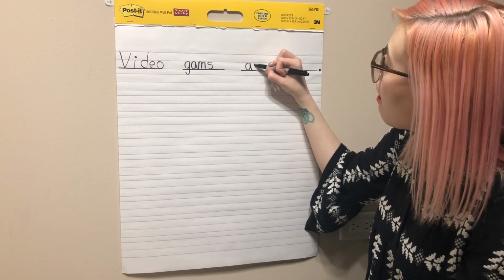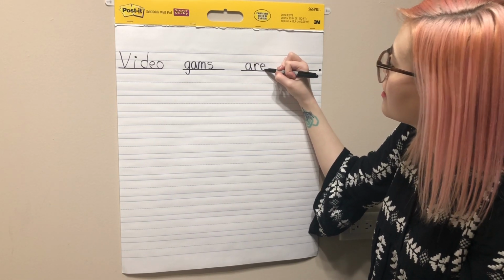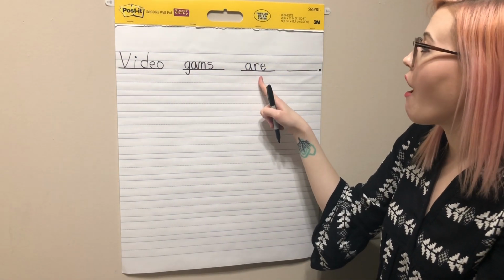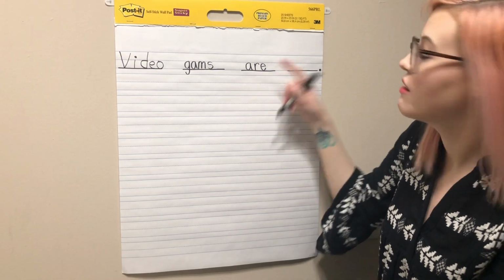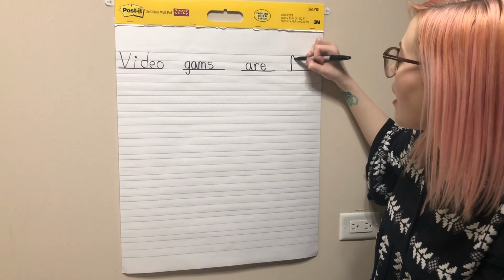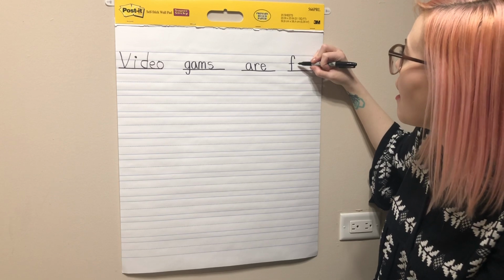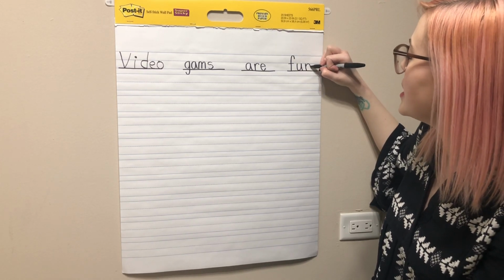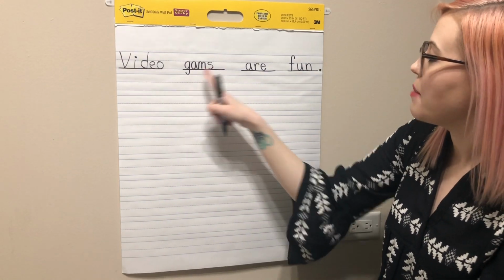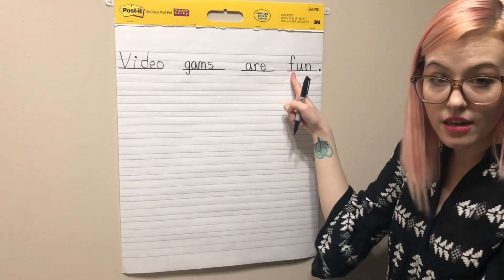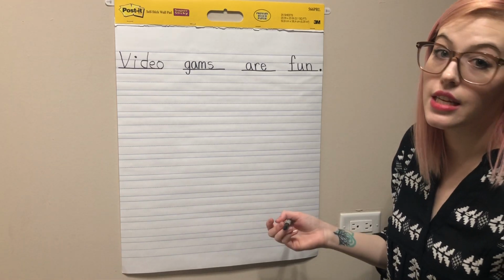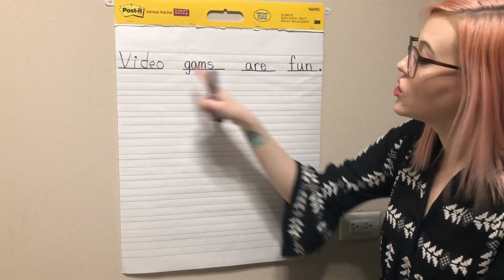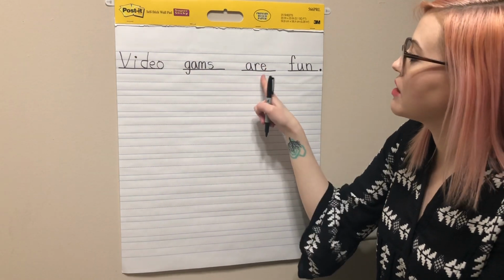A R E spells the word are. Video games are fun. F says f. U says u. N says n. Video games are fun. Now I need to write another sentence, and remember, my sentence is going to follow that pattern. So I need to write video games are.